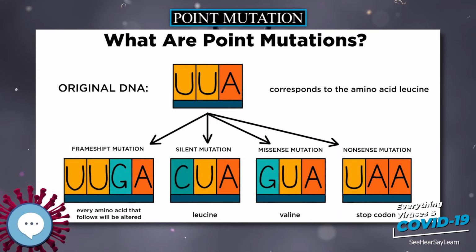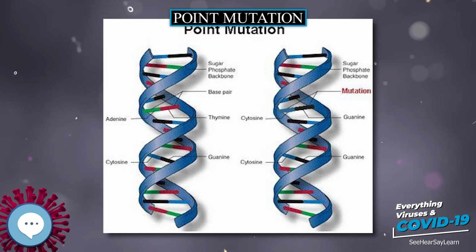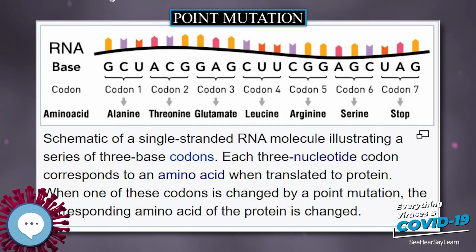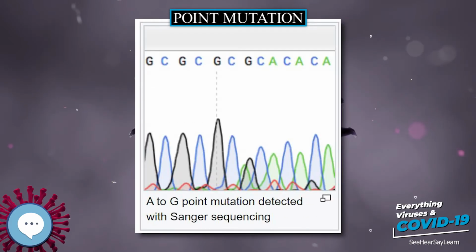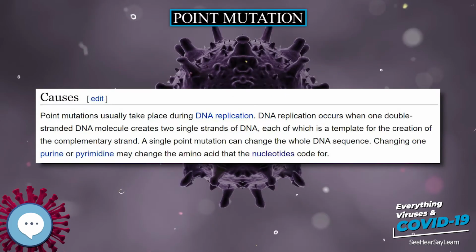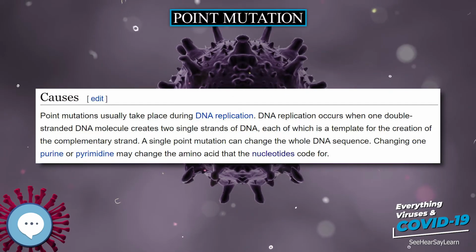Point mutation. A point mutation or substitution is a genetic mutation where a single nucleotide base is changed, inserted or deleted from a sequence of DNA or RNA. Point mutations have a variety of effects on the downstream protein product, consequences that are moderately predictable based upon the specifics of the mutation. These consequences can range from benign, for example synonymous mutations, to catastrophic, for example frameshift mutations, with regard to protein production, composition, and function.